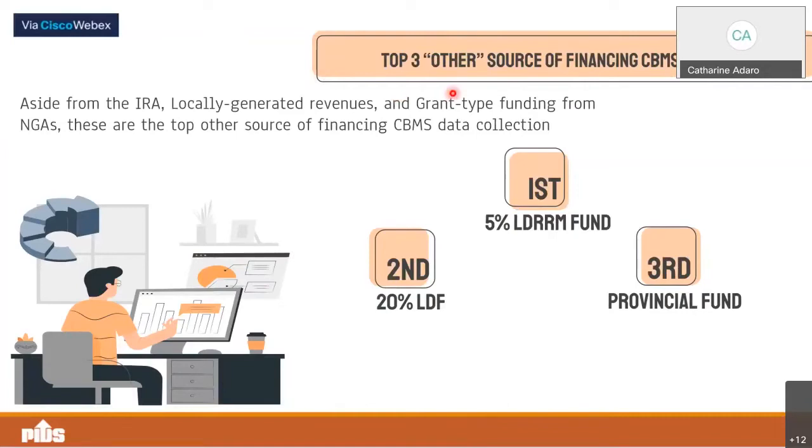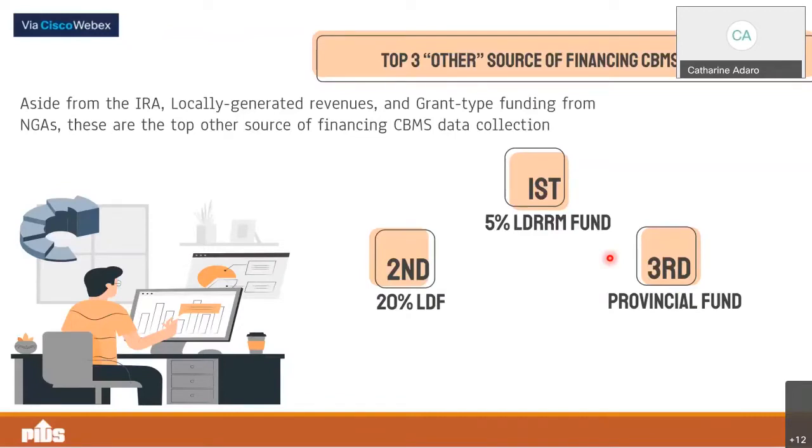Other sources of CBMS budget identified by respondents include locally generated revenues and grant-type funding from the national government agencies. We also recorded these top three other sources of funding for the conduct of the CBMS, namely the 5% Local Disaster Risk Reduction and Management Fund, the 20% Local Development Fund, and the Provincial Fund. Now, why are we highlighting this? This is because we want to explore the legitimacy of using these sources of funds for the conduct of CBMS.